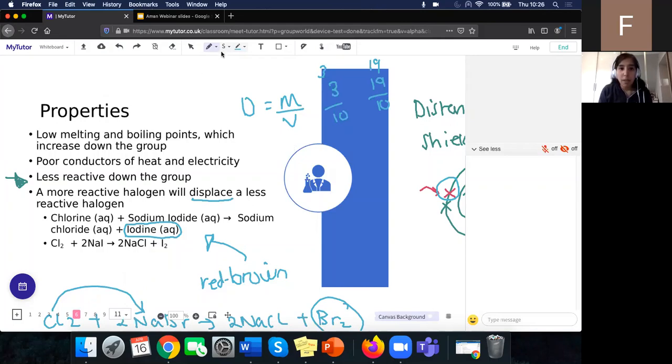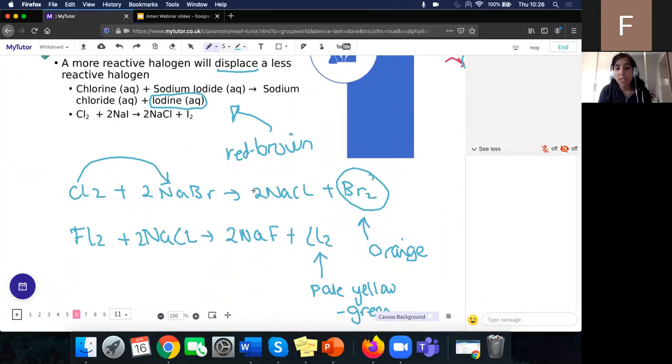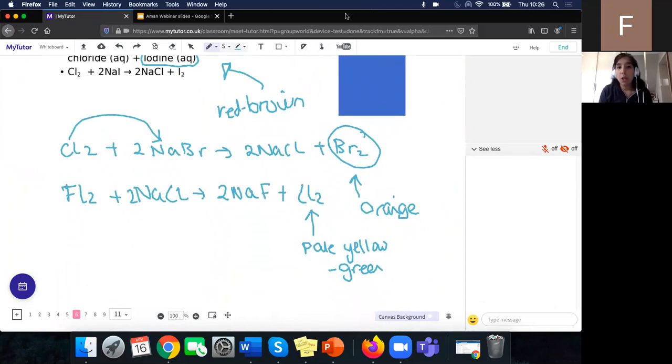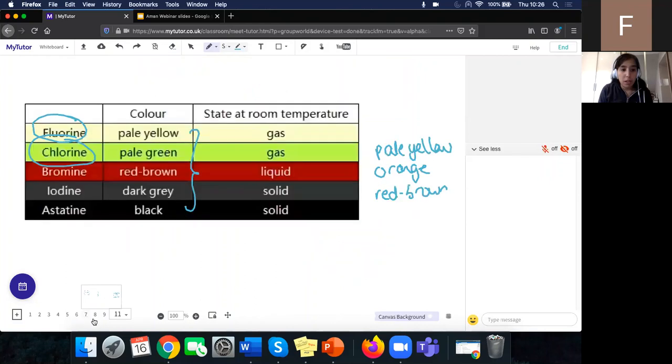Can you explain how to balance equations? I don't have time for that today. If you want to know how to balance equations, if you go back to Tuesday's tutorial, I did balancing equations there. Yes, I'll go back to the slides on the different colours. So as I said, the colours in this table are the colours that they are at room temperature, but these are the colours that they form in solution.